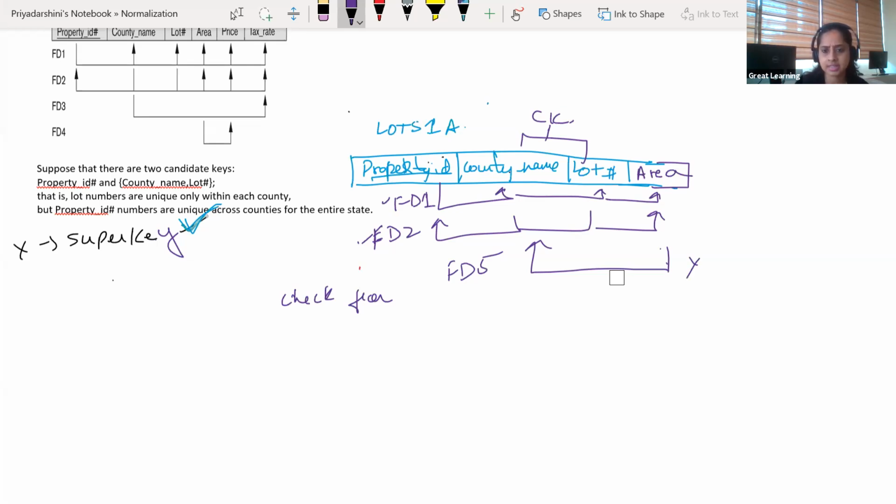2NF doesn't bother us, because my X side is neither full nor partial; it is a non-prime attribute, so it is satisfying 2NF. Come to 3NF. What is 3NF? Either X should be a super key or A should be a prime attribute. Is X a super key? No. Is A, county name, a prime attribute? Yes. So it is in 3NF. But now check for BCNF. Is that in BCNF?